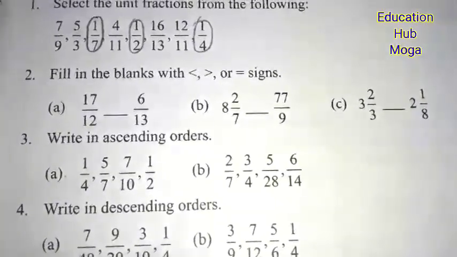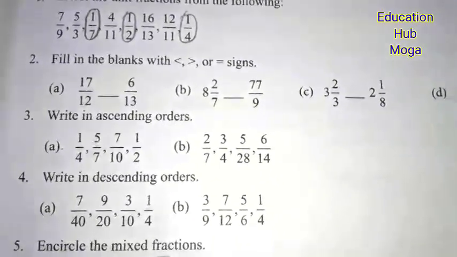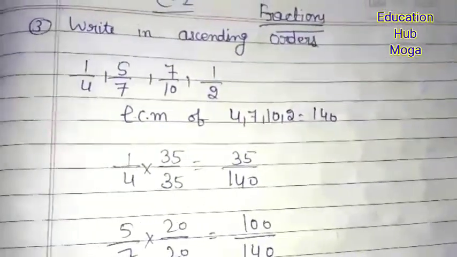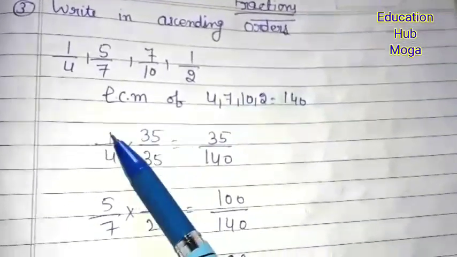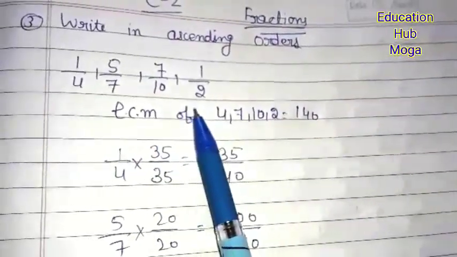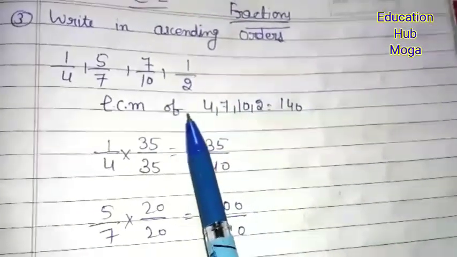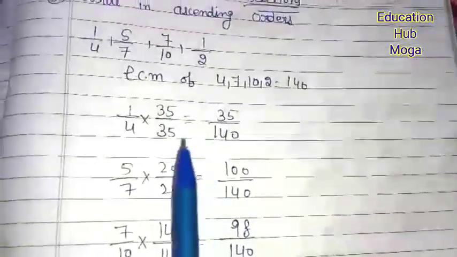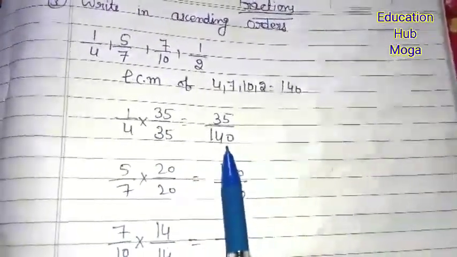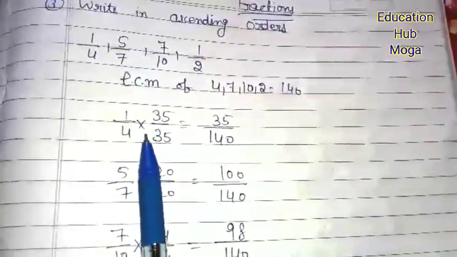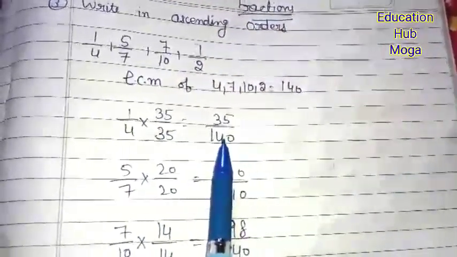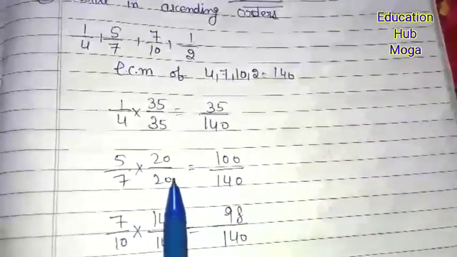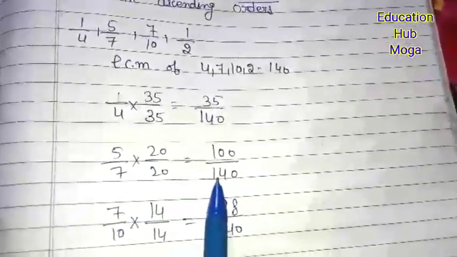The next sum is to write in ascending order: 1 by 4, 5 by 7, 7 by 10 and 1 by 2. First of all, find the LCM of 4, 7, 10 and 2. The LCM of 4, 7, 10 and 2 is 140. Now make all your denominators equal. 1 by 4 multiplied by 35, the denominator is 140, so this fraction is 35 by 140. 5 by 7 multiplied by 20, the denominator is 140.